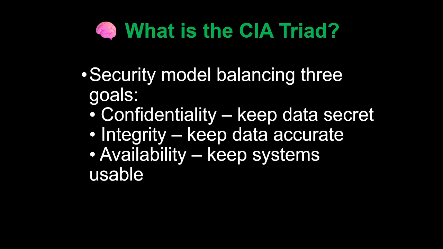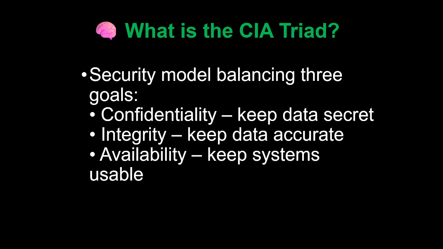In this security model, we are balancing three components. C stands for confidentiality, I for integrity, A for availability. So we are balancing three factors in this model: confidentiality of data, integrity of data, and availability of information or data.